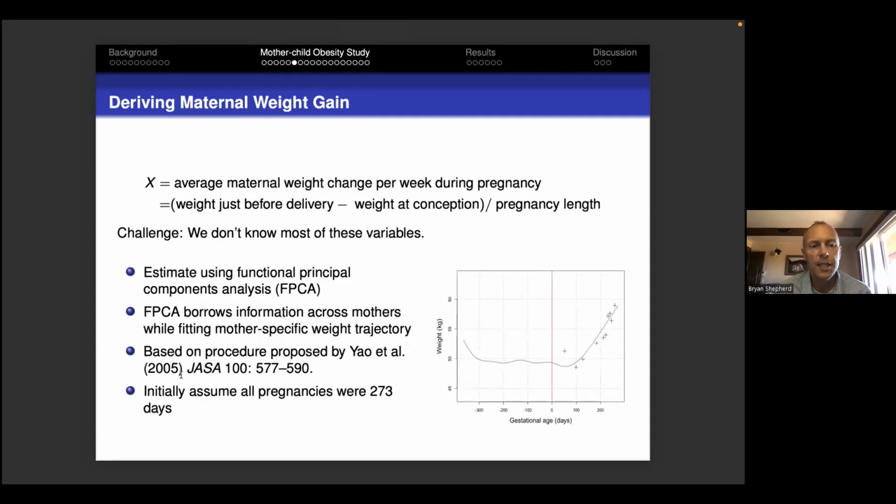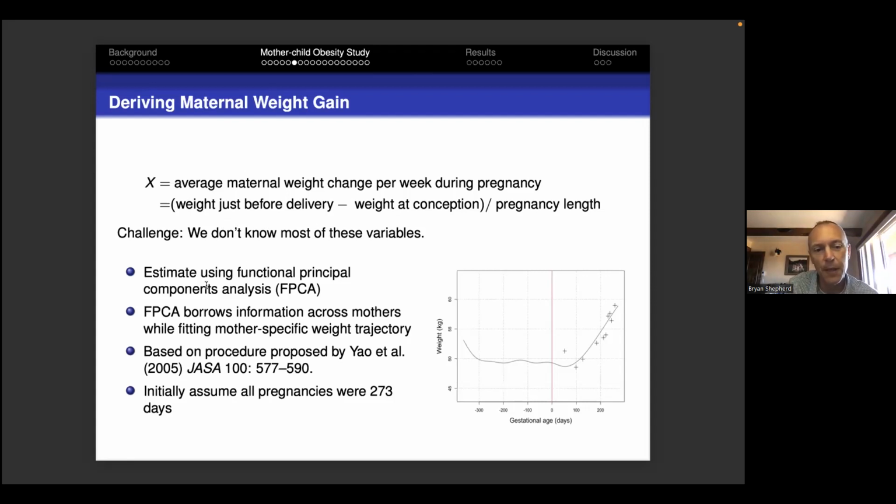Now, our exposure of interest is maternal weight gain. We'll define that as the average maternal weight change per week during pregnancy. That's somewhat simple, but this was thought to be a nice, simple summary for our first analyses. So really this is defined as the weight just before delivery minus the weight at conception divided by the length of the pregnancy. Now, the challenge is even in the best of situations, we often don't know these variables.